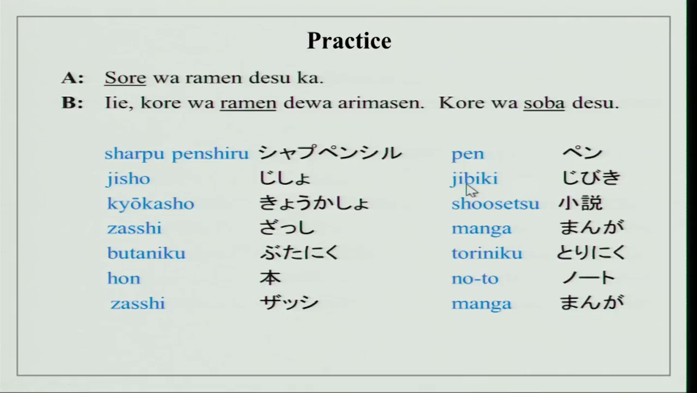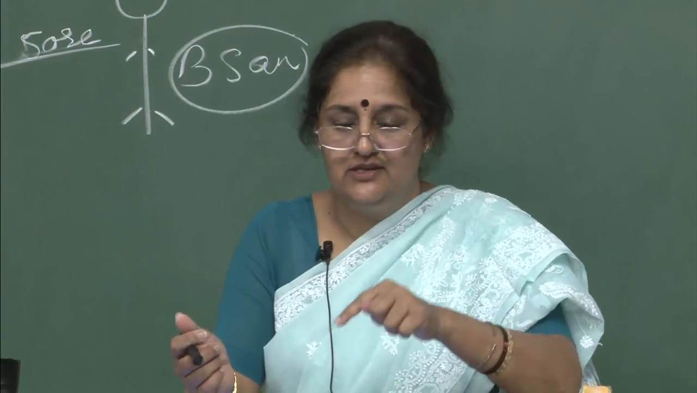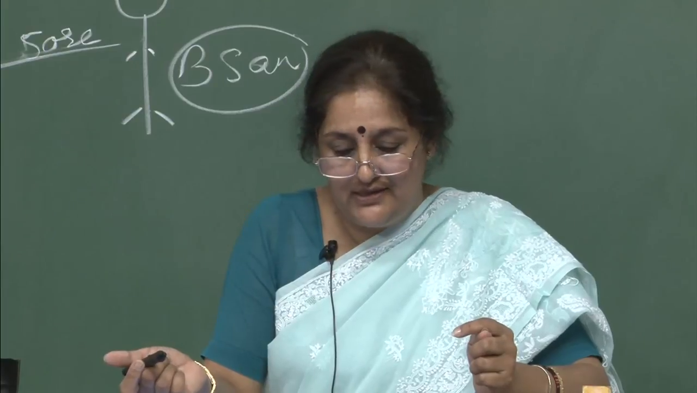You have jisho, jibiki. Jisho is a dictionary, jibiki is a reference book. Kyokasho is your textbook. Shosetsu is a novel. Zasshi is a magazine. Manga is comic book. Butaniku, pork. Toriniku, chicken. Hon is a book. Noto is a notebook. Zasshi again, which we did earlier, and manga, which again we did over here. So you can ask about any of these things. You can have both the things in your hand, or a lot of things could be somewhere on the desk, and you can say, is it this or is it this? Kore wa ramen dewa arimasen, kore wa soba desu.